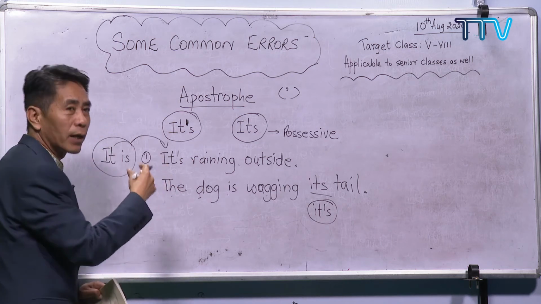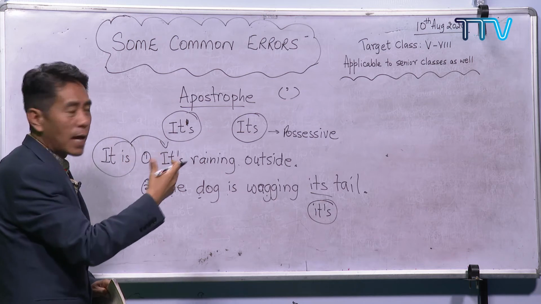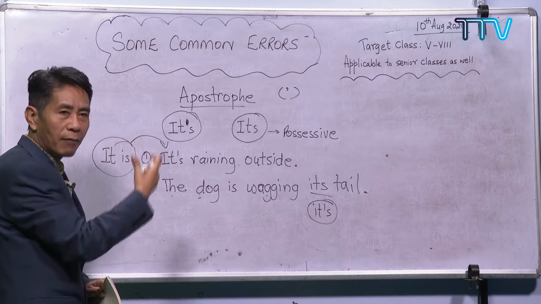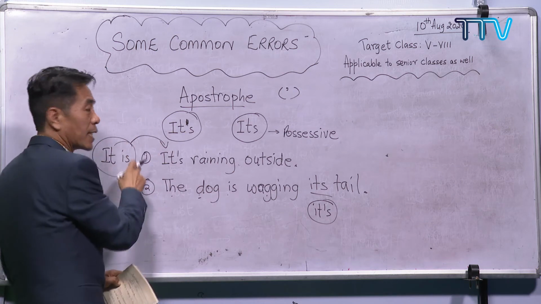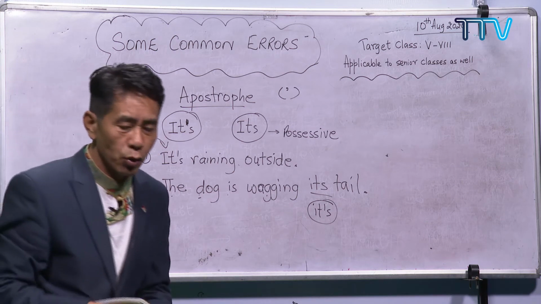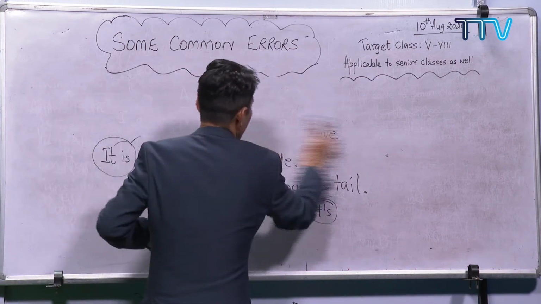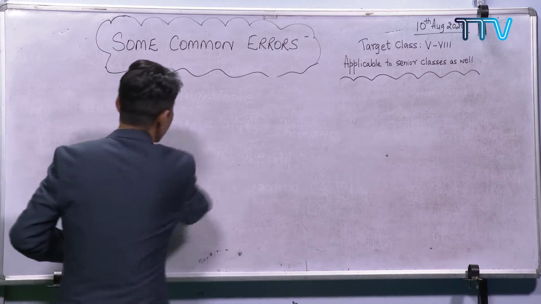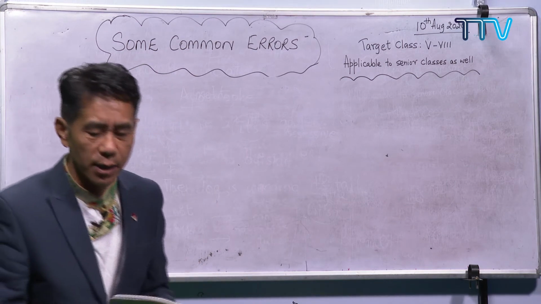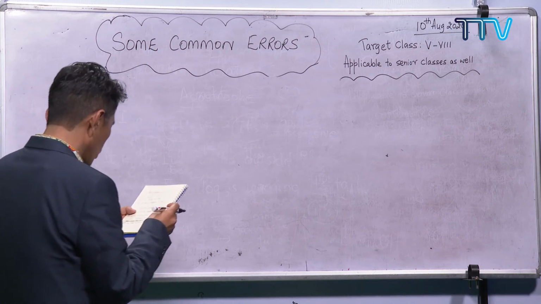We have so many contractions. Didn't is the contraction of did not. Haven't is the contraction of have not. Likewise, it's is the contraction of it is. You got it? So I'm sure you make this kind of mistake. I also make mistakes. So let us try to correct this mistake.